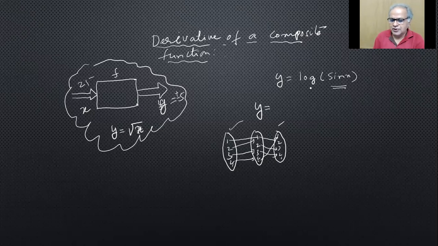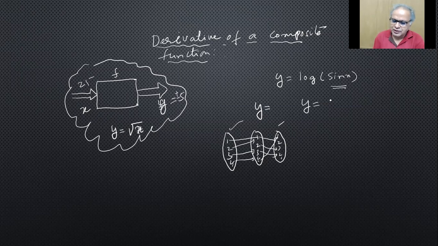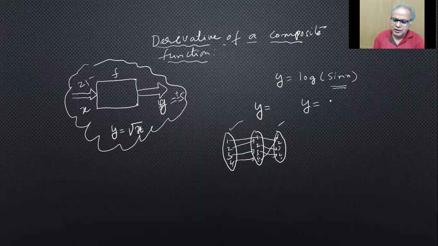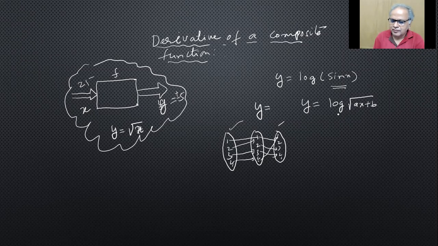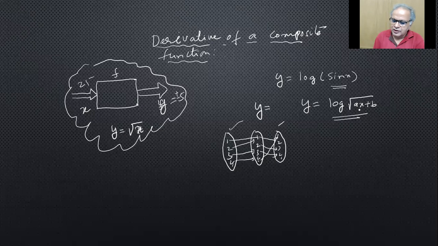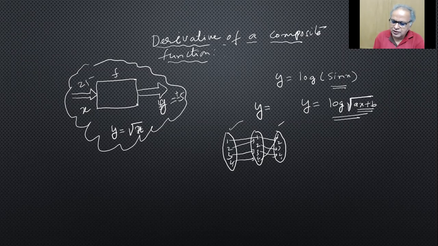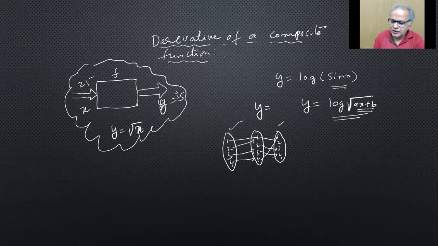This is a composite function involving 2 functions, but I can also make a composite function involving 3 functions, for example. Probably log of root of ax plus b. There, ax plus b is one function. Square root is another function. Log of that is another function.